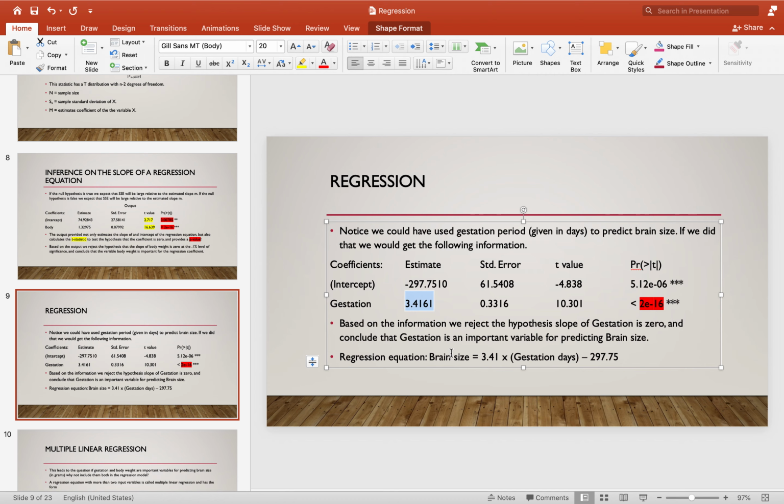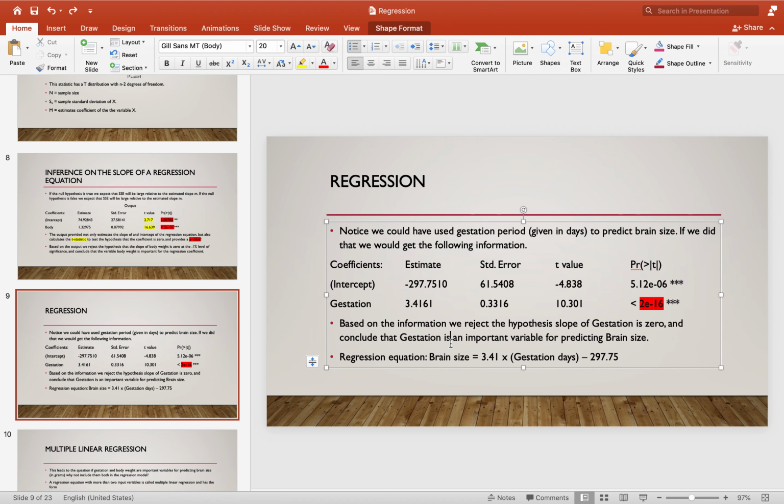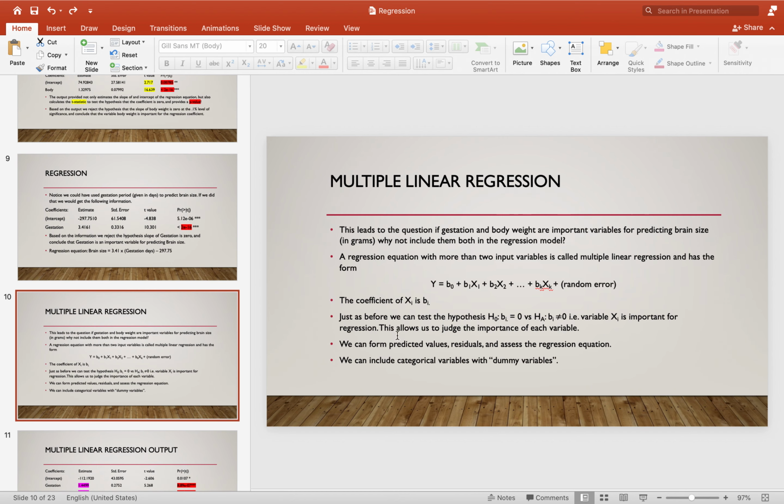So be prepared to state the equation, and also to make conclusions about p-values. Now, one question that's being asked here implicitly is if gestation is important for regression, but I also used an equation that has body weight. Well, how do we incorporate that information to make an equation for predicting brain size? And the answer is multiple linear regression.